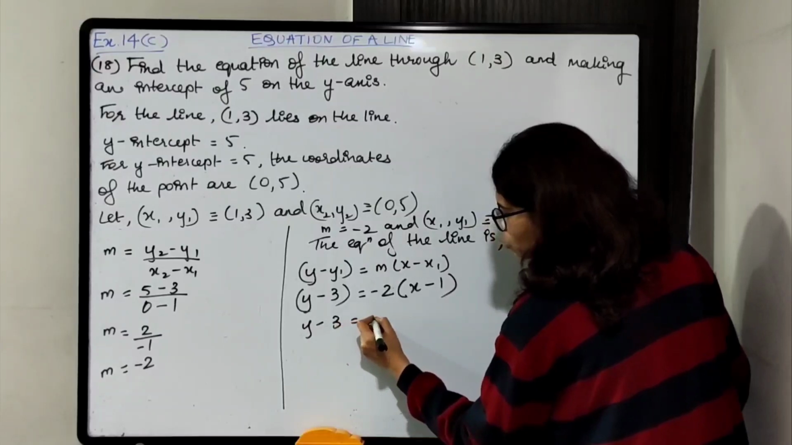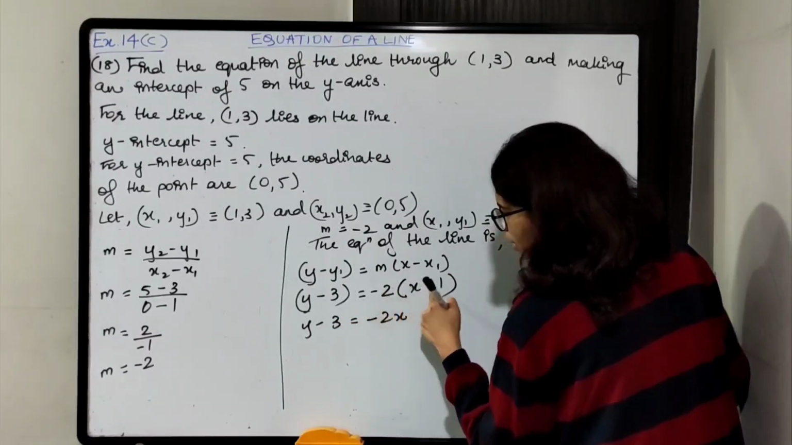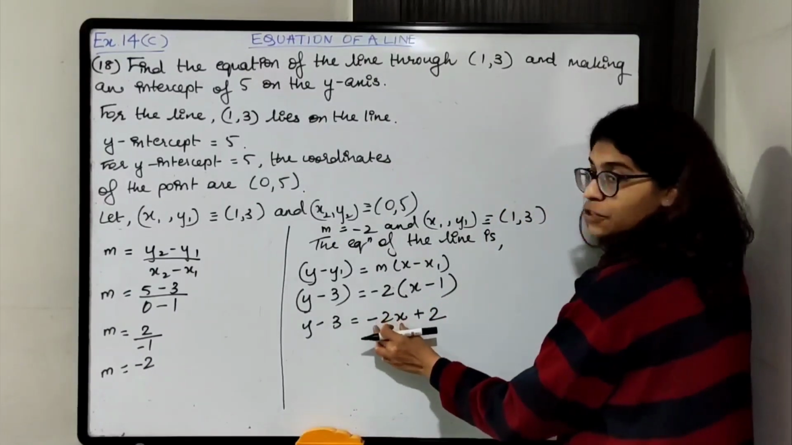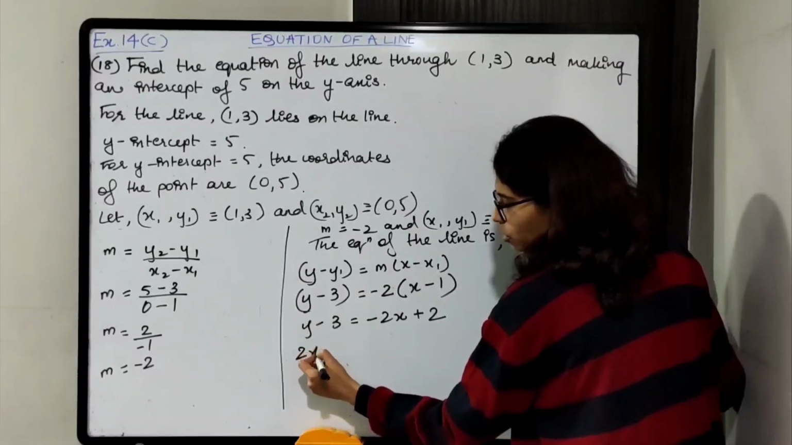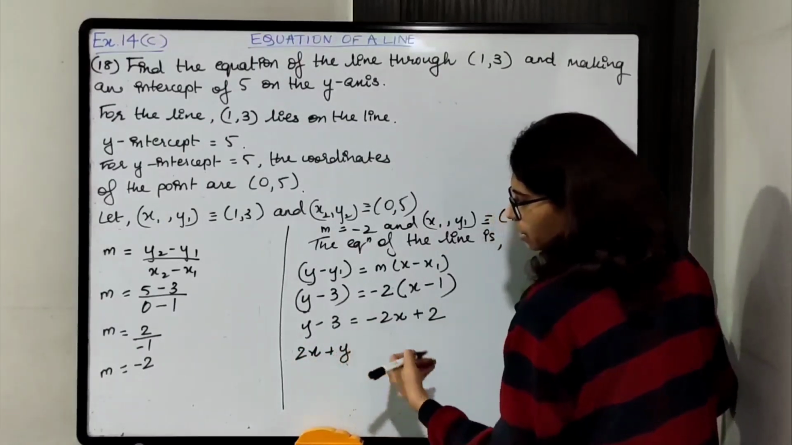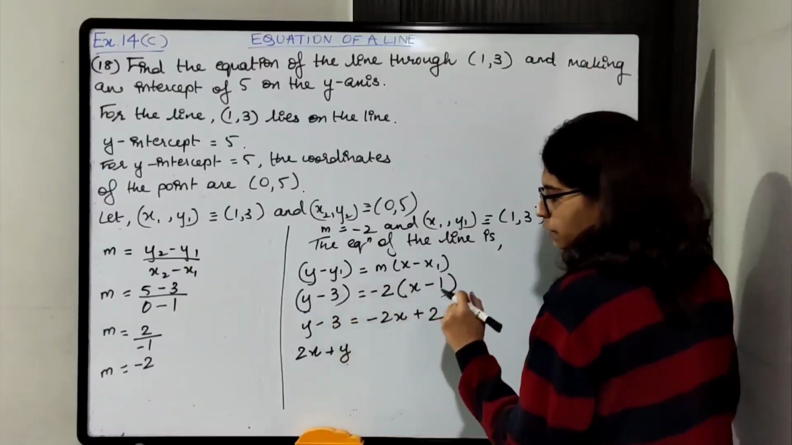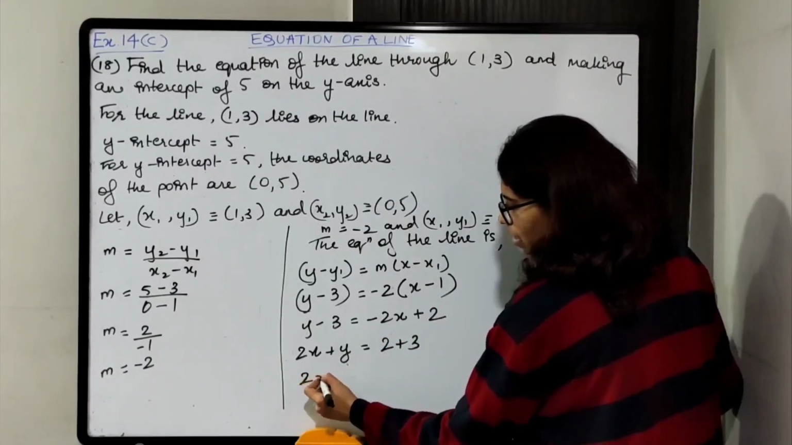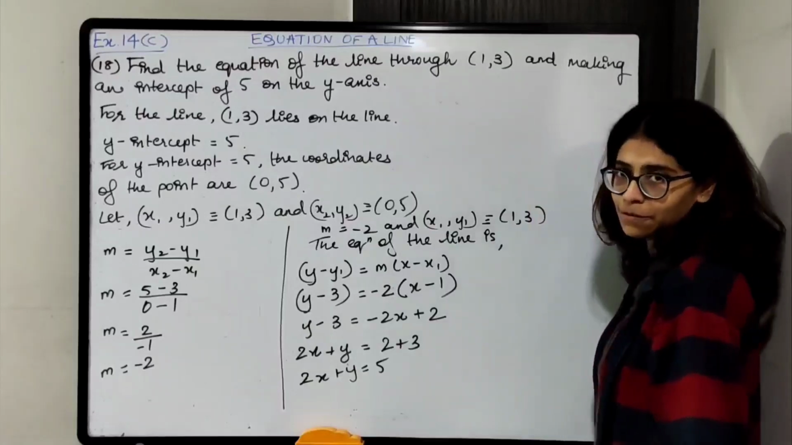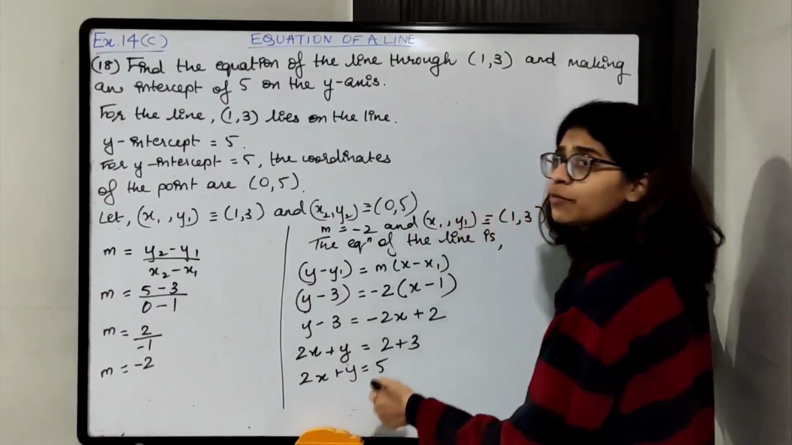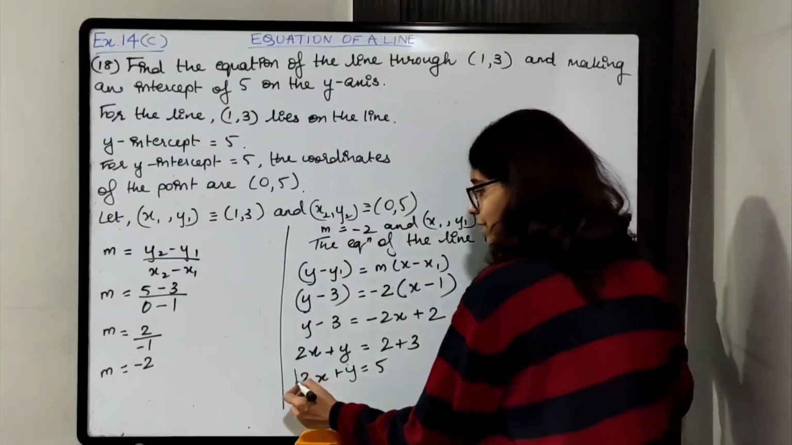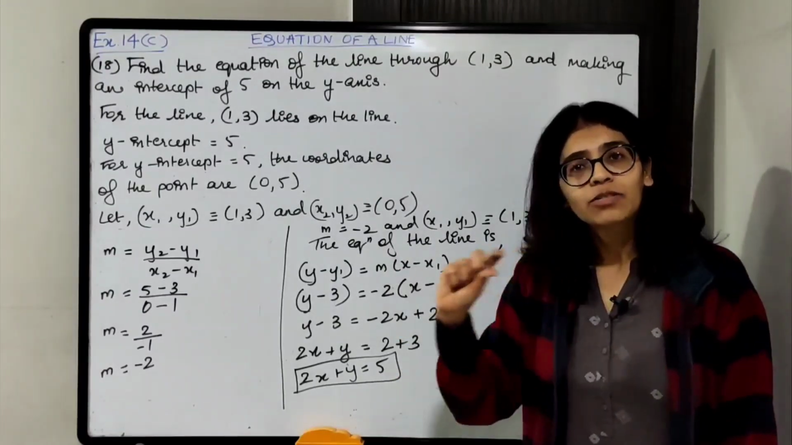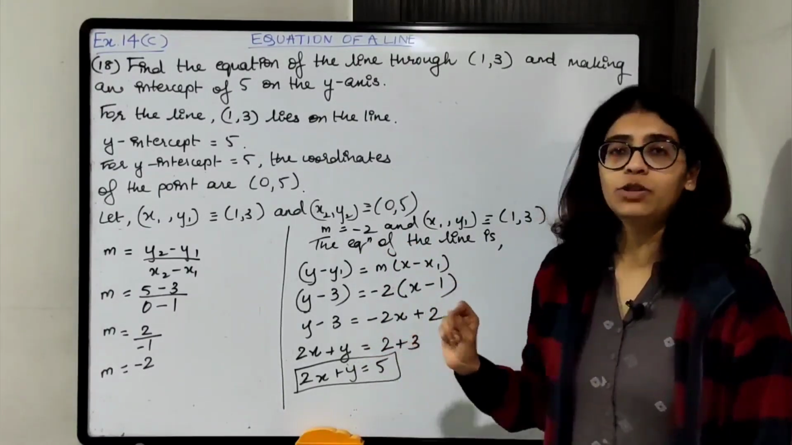y minus 3 equals, open the brackets, minus 2x, minus into minus plus, 2 1s are 2. Minus 2x is a negative term, so let's shift it to the other side, it becomes positive. 2x positive, y as it is. Minus 3 will shift over here, so it will become plus 3, 2 as it is. 2x plus y is equal to 5. We'll not shift 5 because it is already positive. So 2x plus y equals 5 is the equation of the line. Box it and write the final statement: the equation of the line is 2x plus y equal to 5.